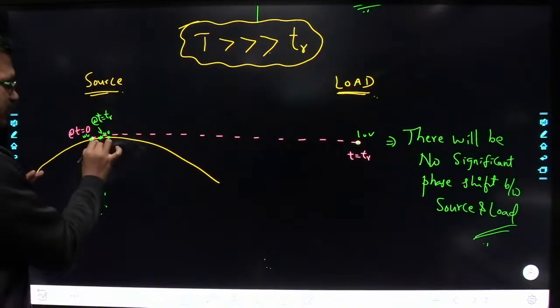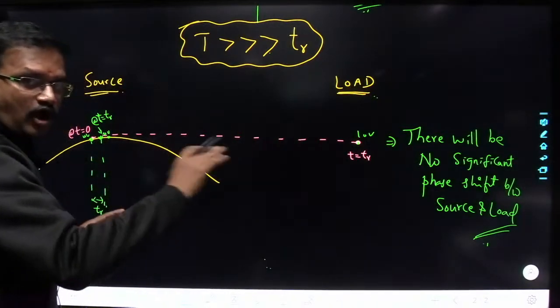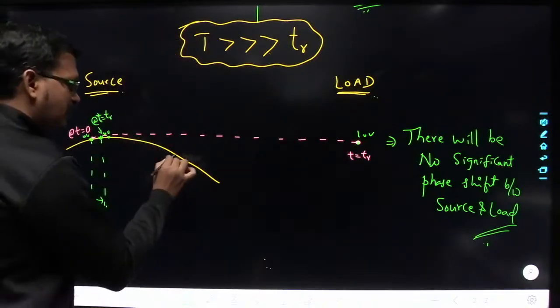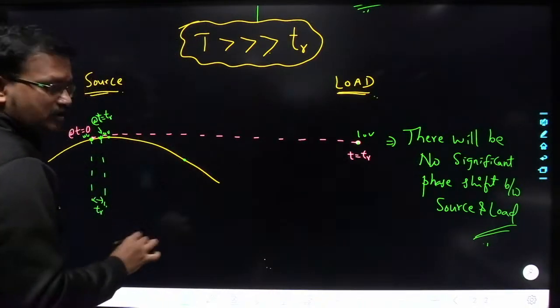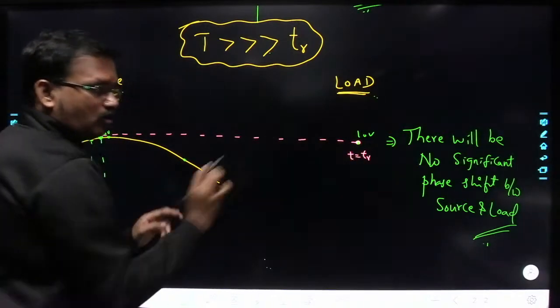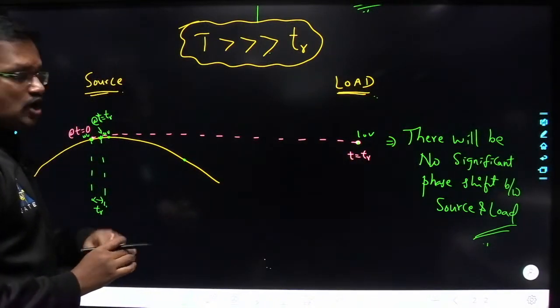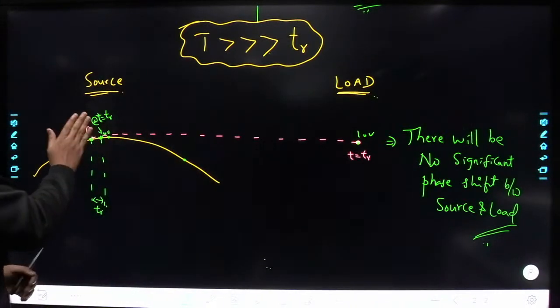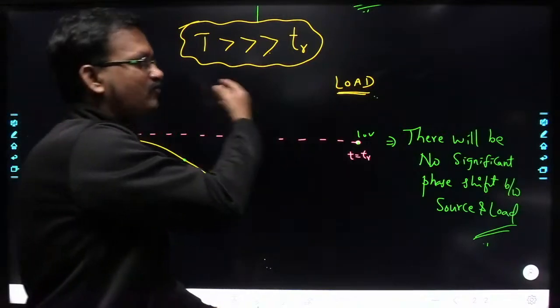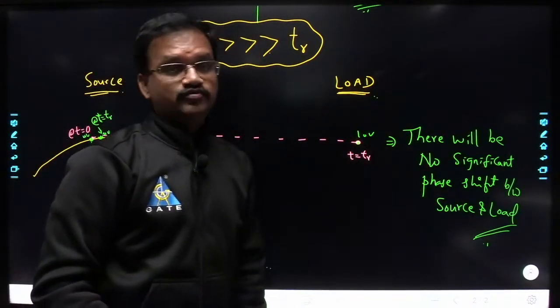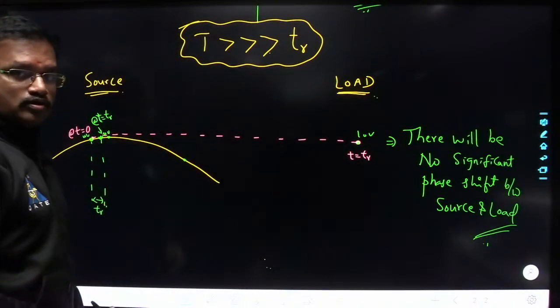Understood? So the value at the source and the value at the load will be almost similar. After a long time, the signal may reach this location, and at the load also you are going to see the same value. So at each and every instant of time, whatever the voltage present at the source, almost the same voltage will be present at load. So there will be no significant phase shift between source and load. Yes or no?